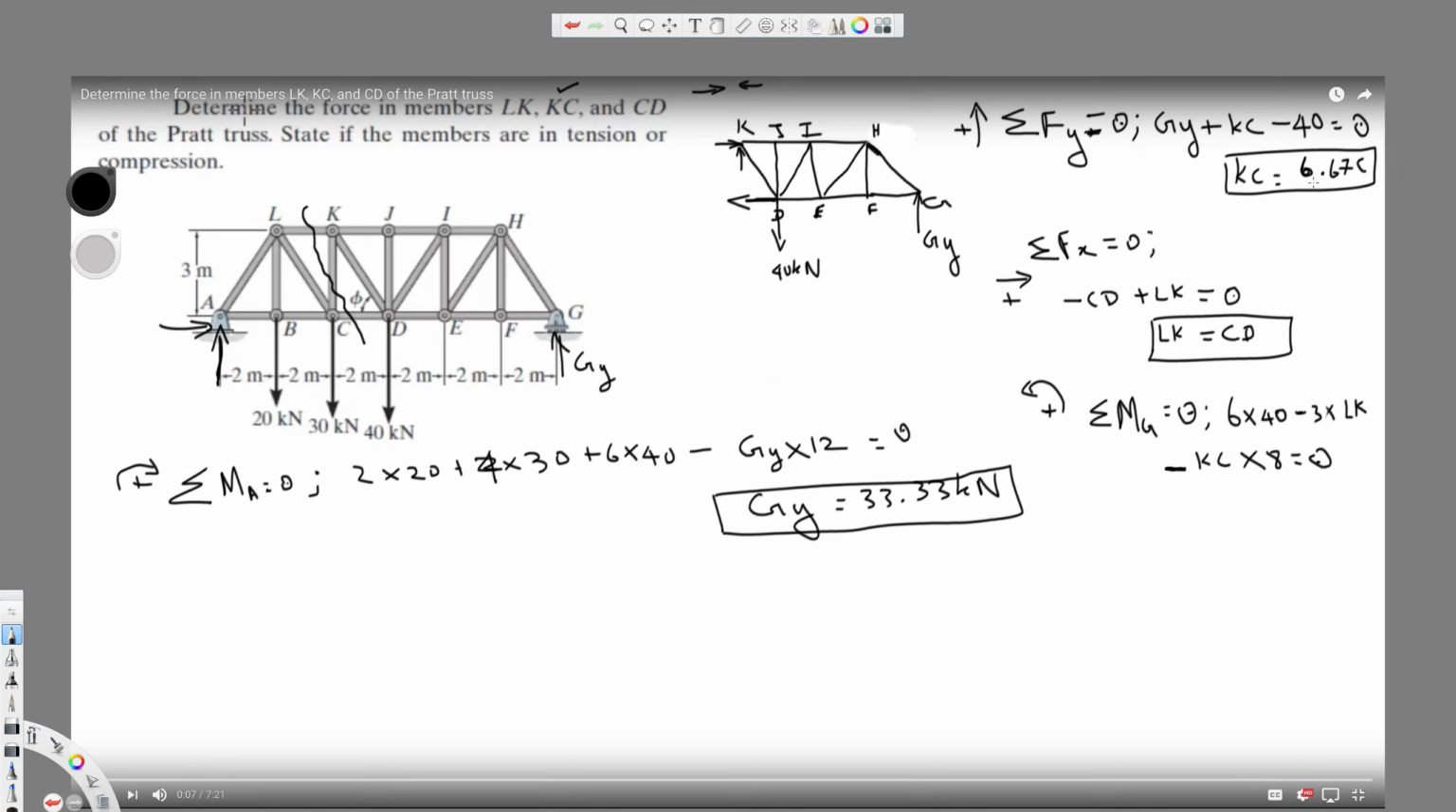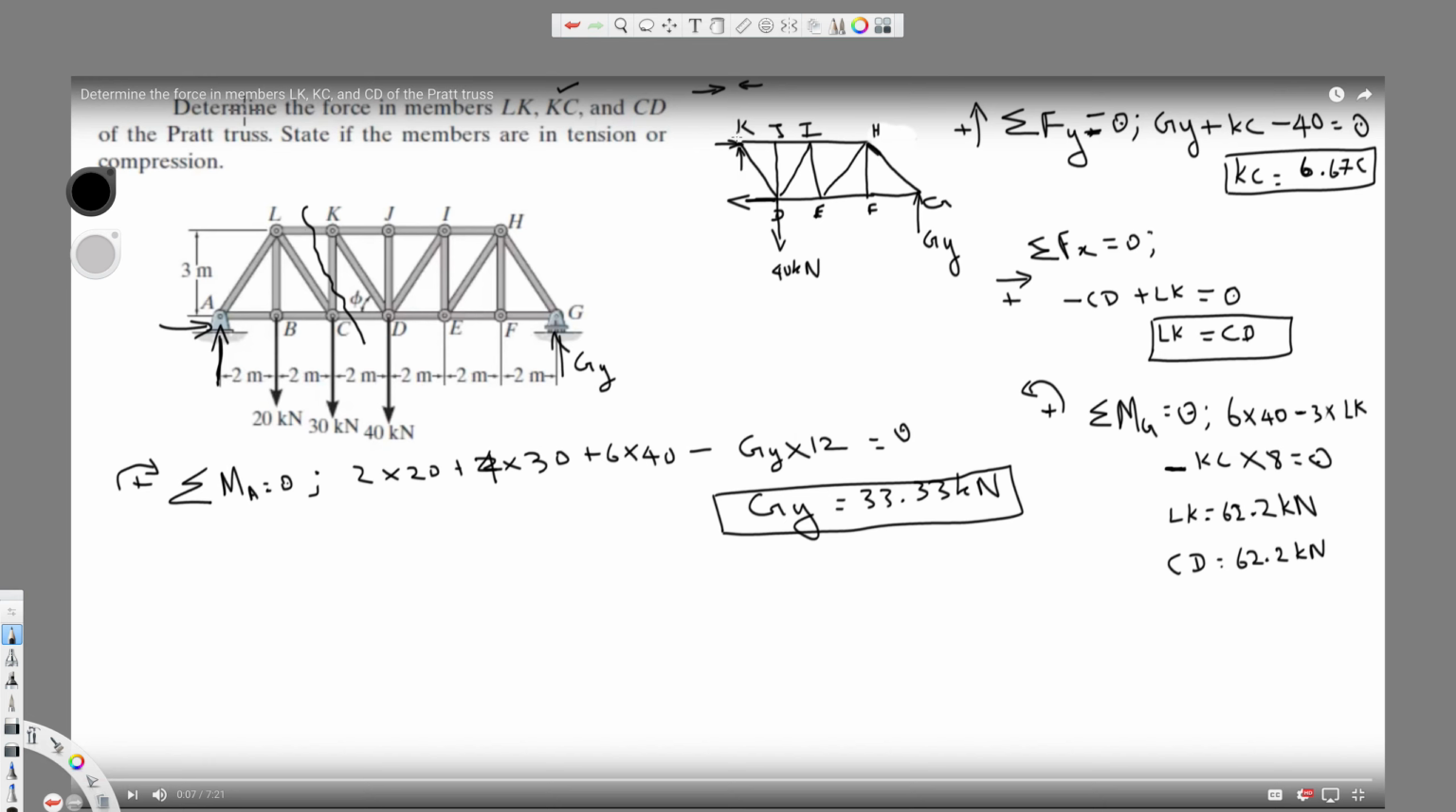We know KC is 6.67. I can plug in here, and LK comes out to be 62.2 kilonewton. If I solve for LK, I know automatically CD is equal to LK, so CD is also 62.2. We have to make sure LK is positive. So let's solve this. KC is 6.67 times 8, and this is a big number and negative, so that's correct. This is positive, right? Positive, therefore we took the right direction.